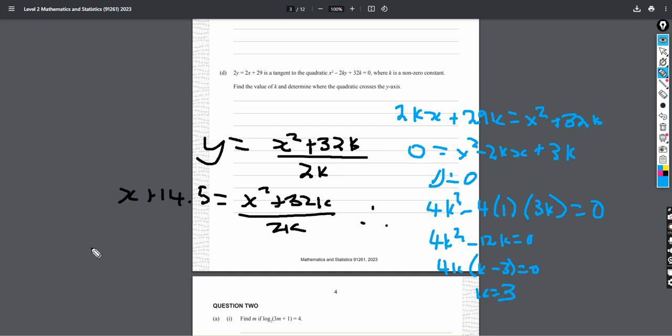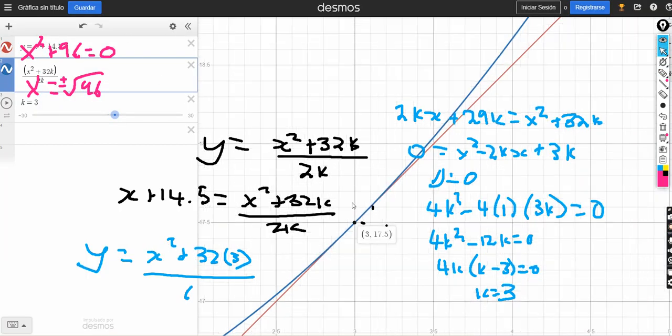Oh, thank you. Okay, which means that y equals x squared plus 32 times 3 on 6. So to make this equal to 0, we need x squared plus 96 equals 0, because that's what that equals. So x is equal to the square root, plus or minus root 96.